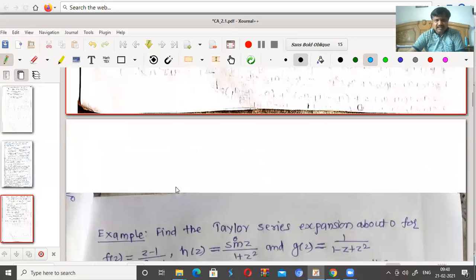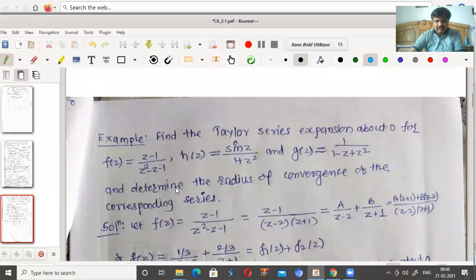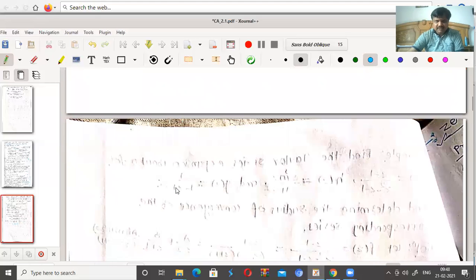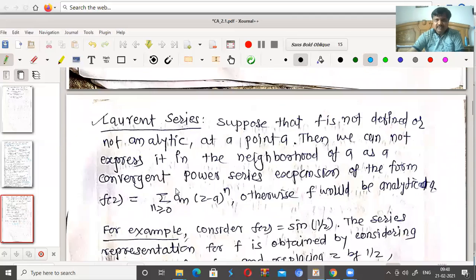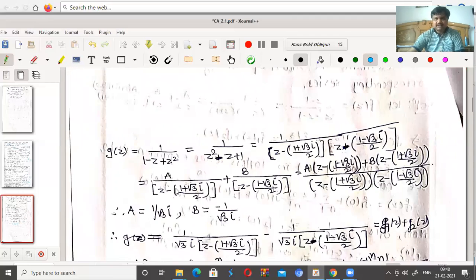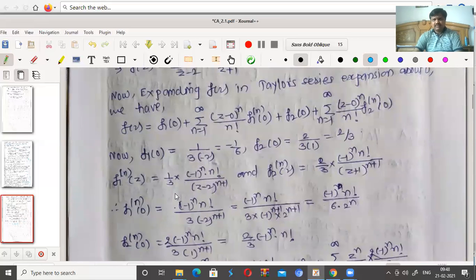Okay, so there are some other examples, and you can go through these examples on how to obtain the Taylor series representation for given functions. These are some examples which are for homework for you. We will stop here.